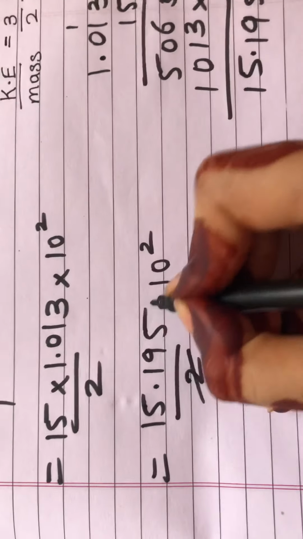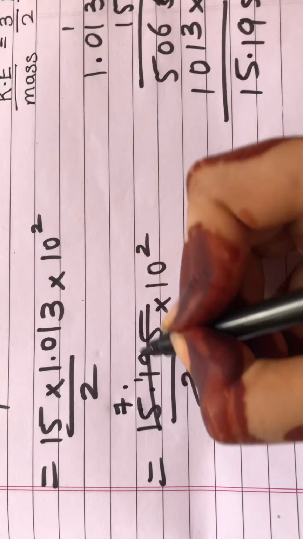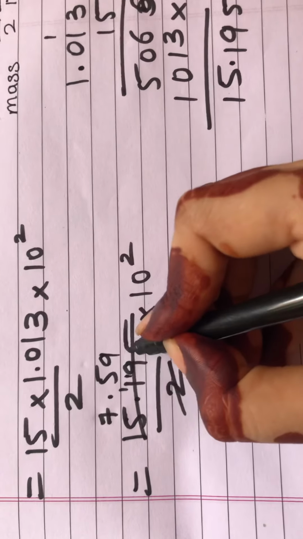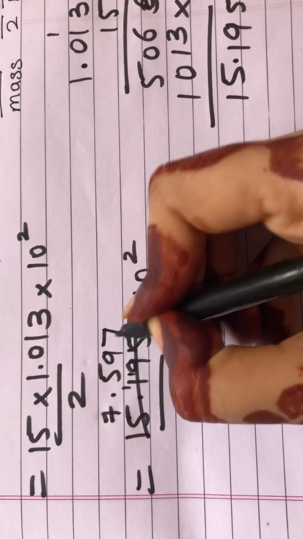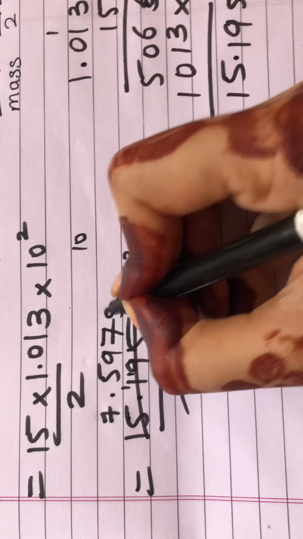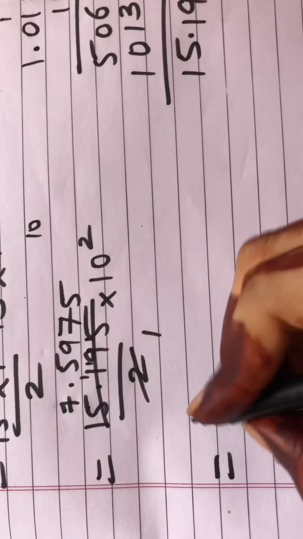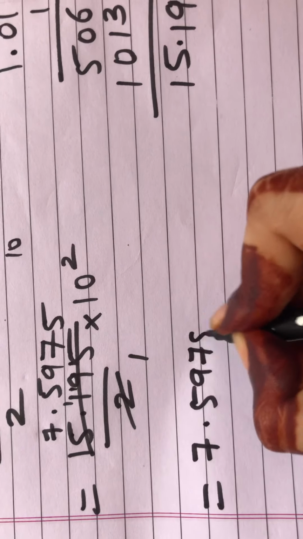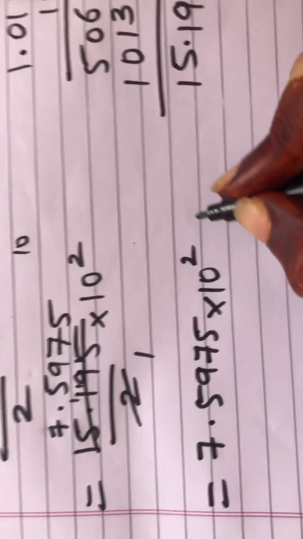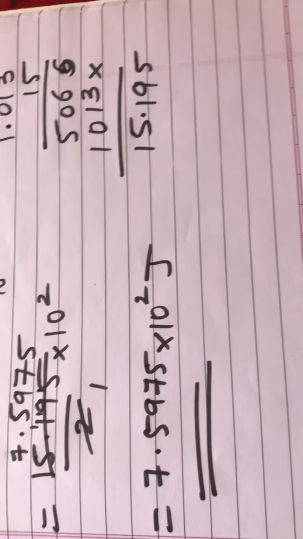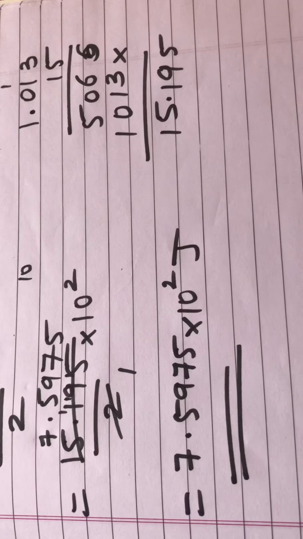Now I can do the calculation. 2 sevens are 14, it becomes 11. 2 fives are 10, it becomes 19. 2 nines are 18, it becomes 15. 2 sevens are 14, 1 remains because of the point, that becomes 10. So 2 fives are 10. So the number is 7.5975 into 10 raised to 2, and since it is energy, it will be in joules. So this is the right answer. I hope everyone would have obtained this if you are doing the calculation with me.